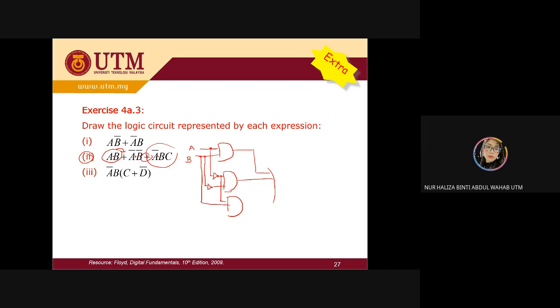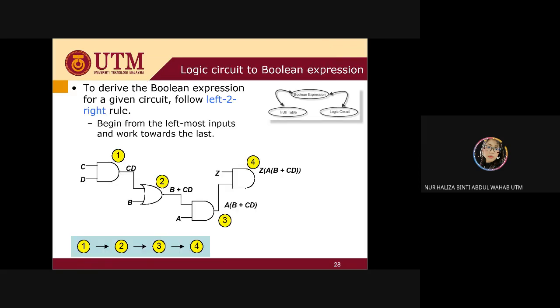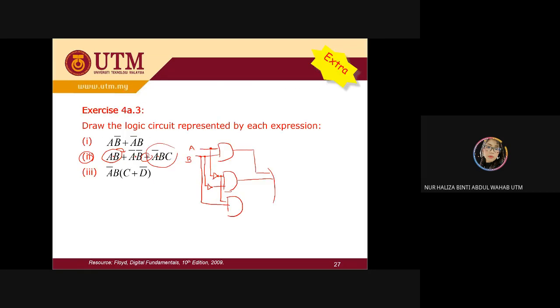And I meet another one with AND gate, which is my C. So I have another C input. And all the outputs here will go to the OR. So this is for circuit number 2. So it is not very hard for you to come up with the logic circuit.